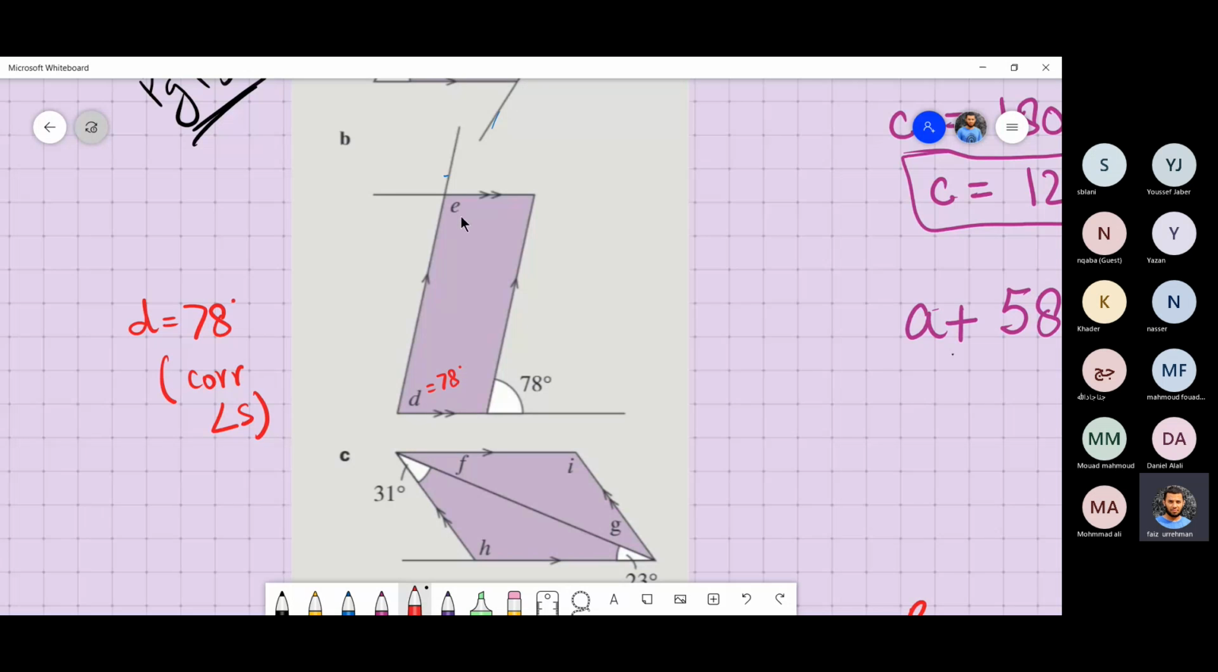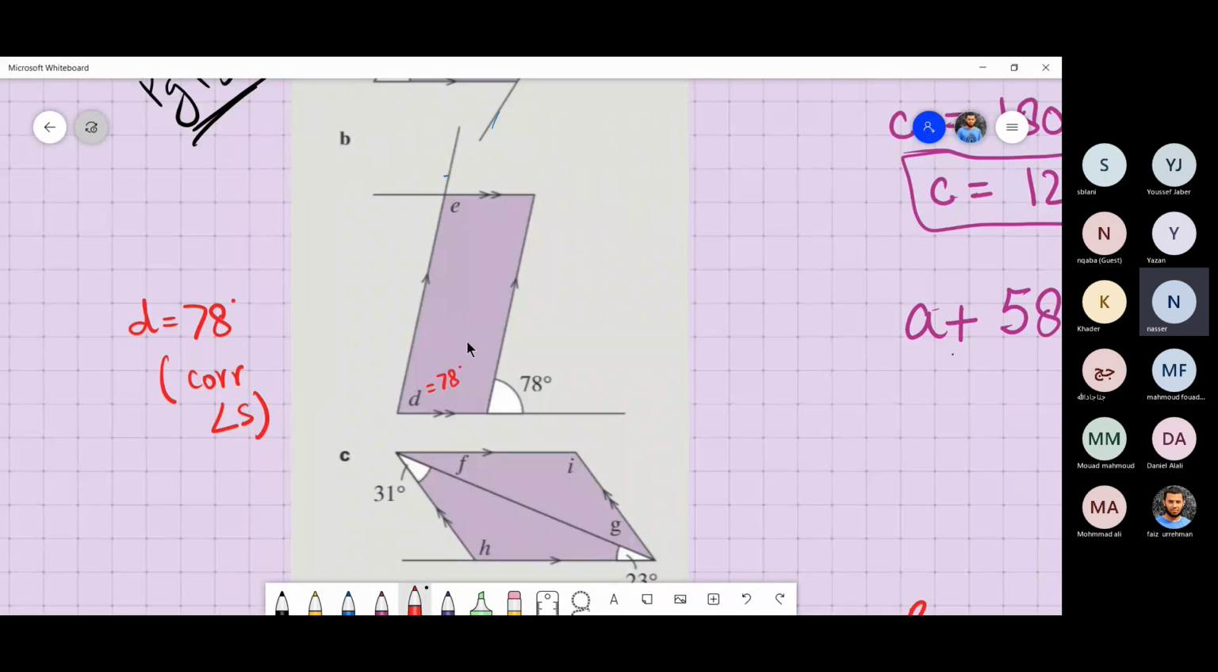D is 78. Now can we find E? How can we find E? By corresponding? D is above the line, so D and this angle will be corresponding. E is below the line. Above the line and below the line are not corresponding.